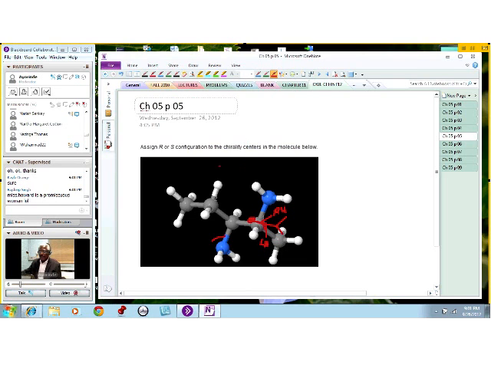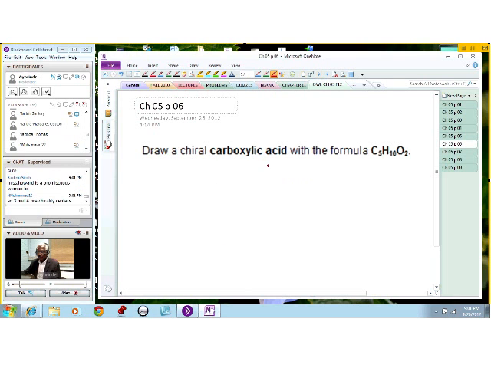And finally, let us do, okay, let me see. Ines, can you go ahead and read this for us before we leave? Draw a carboxylic acid with the formula C5H10O2. Okay, very good, and thank you. I thought we should end the session today with a very simple problem. They want you to use this formula here to draw a chiral carboxylic acid.